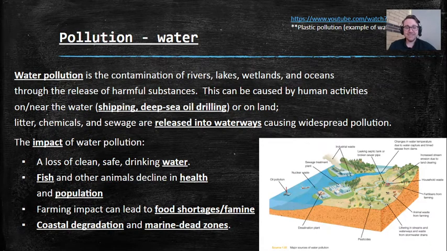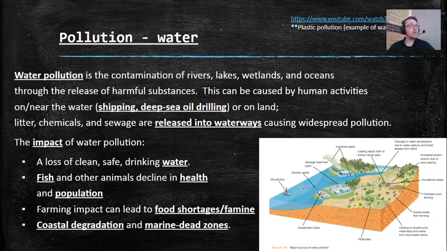And then even activities on the land can lead to water pollution because the sewage systems and the rivers will take pollution from the land out to the ocean. So you've got litter, rubbish, chemicals, sewage, all being released into the waterways, causing widespread pollution because all that water is connected.